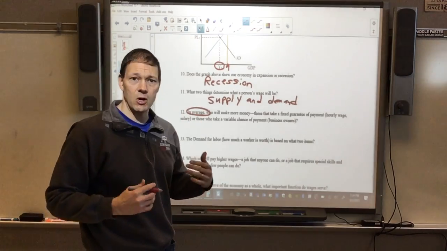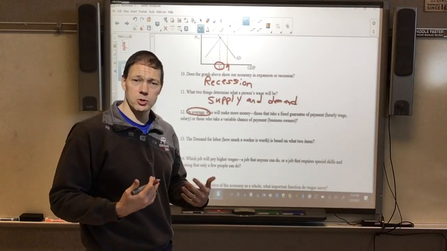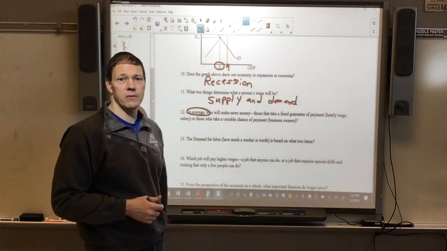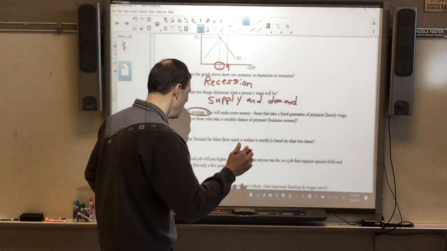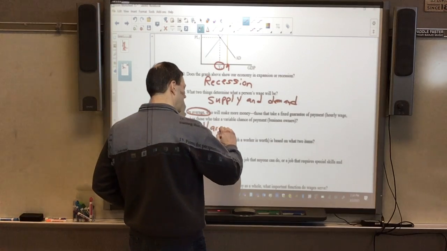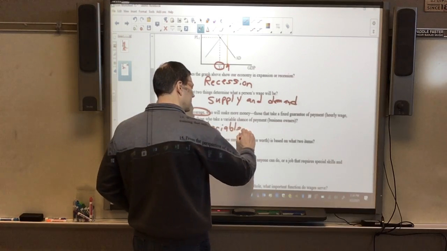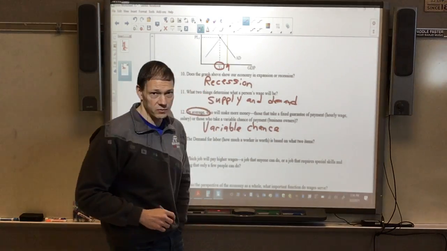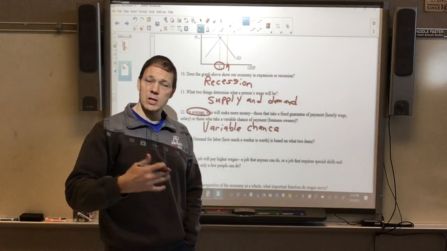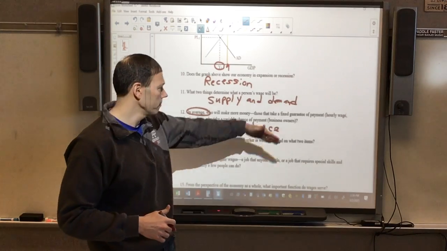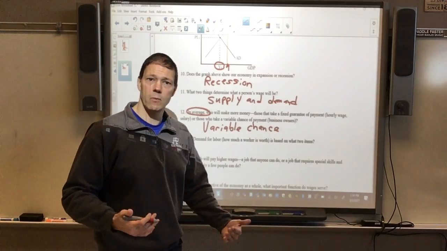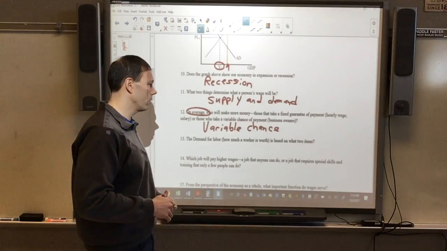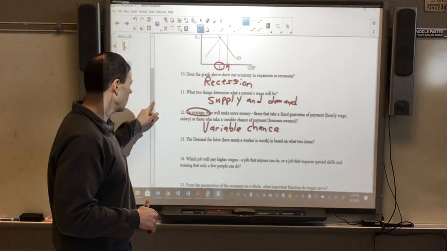Those that take the fixed guarantee, your hourly wage workers, your salary workers, or those that take the variable chance, such as the business owners. And of course, the answer is the variable chance. Typically, business owners make more than the workers when they are successful because that's the nature of risk and reward. Low risk, low reward. Fixed guarantees are low risk, low reward. High risk, high reward, like taking a chance.